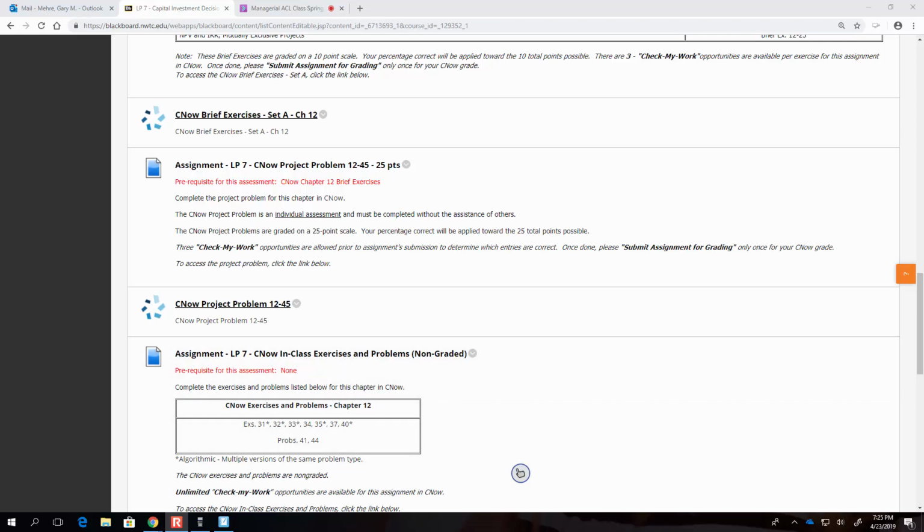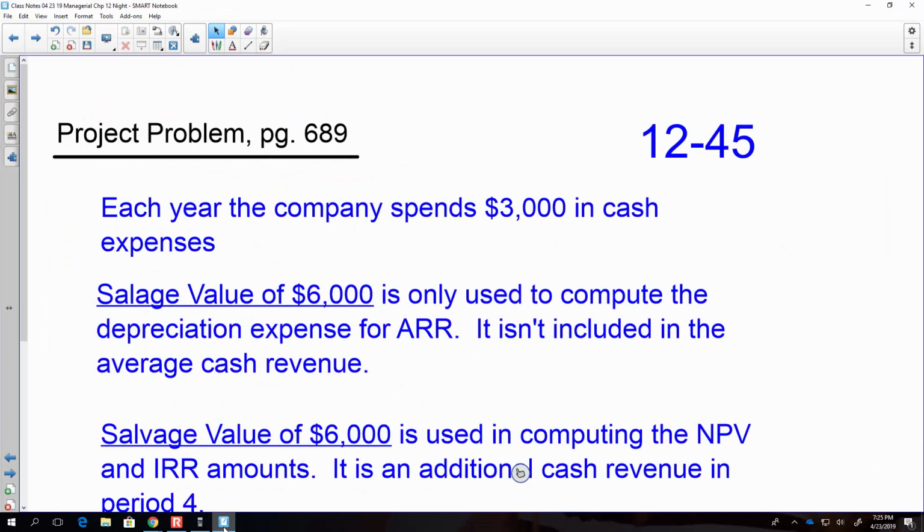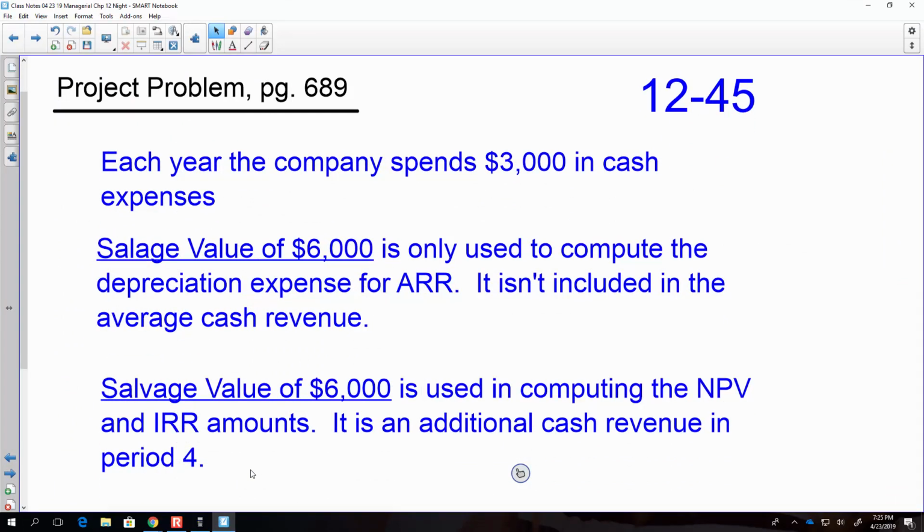I do get a lot of questions on problem 45. So I did a separate slide for this, outlining what needs to happen. First off, each year the company spends $3,000 in cash expenses. So remember with cash flow, the net cash flow is revenue minus expenses, correct? So that $19,800 is the money coming in year 1. I'm spending $3,000 in year 1. And I'm spending $3,000 in year 2, and I'm spending $3,000 in year 3 and 4. That make sense?